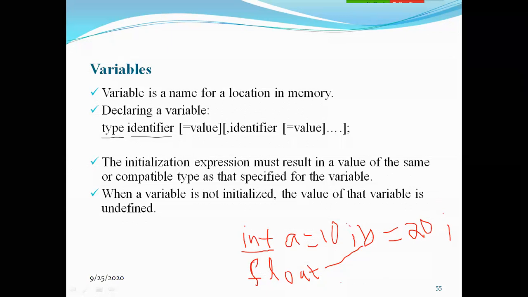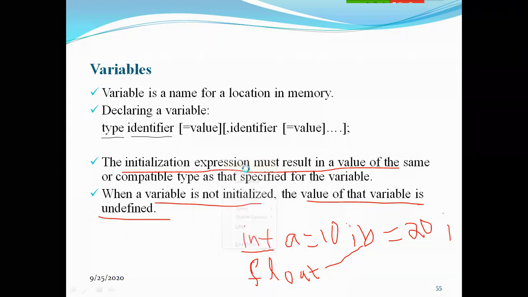Declaring and initialization can be done in a single line. Here the initialization expression must result in a value of the same type. When a variable is not initialized, the value of that variable is undefined. If you declare int a and don't initialize any value, that is called undefined. If somewhere in your program you print the value of a, you'll get an error like undefined variable, because the value is not specified here.